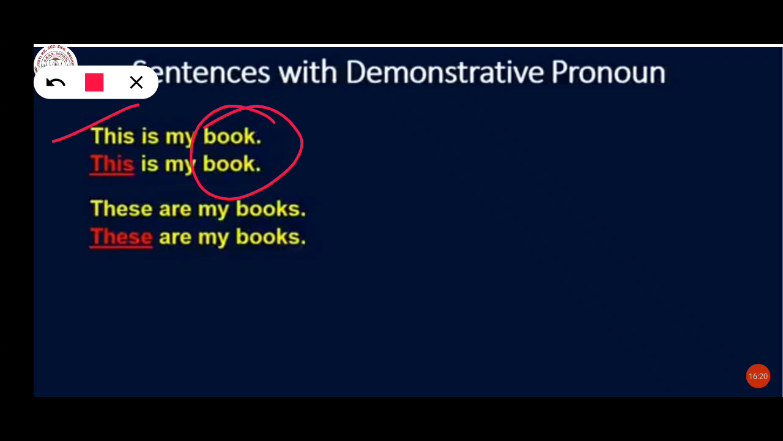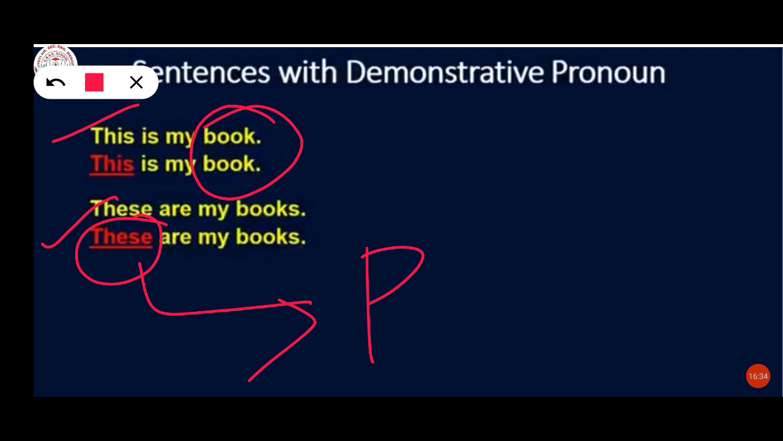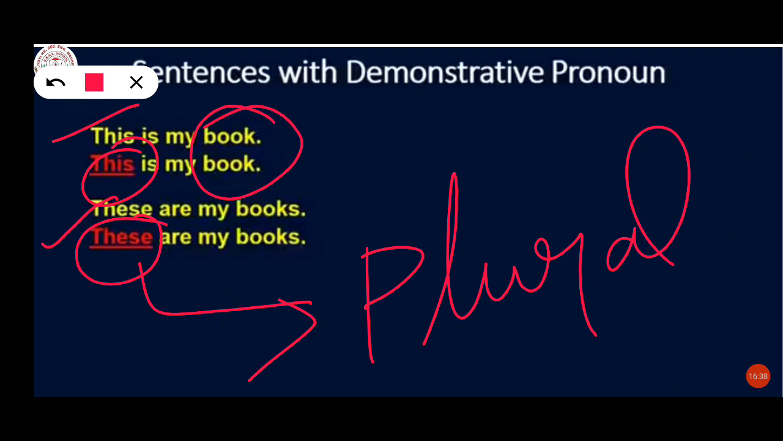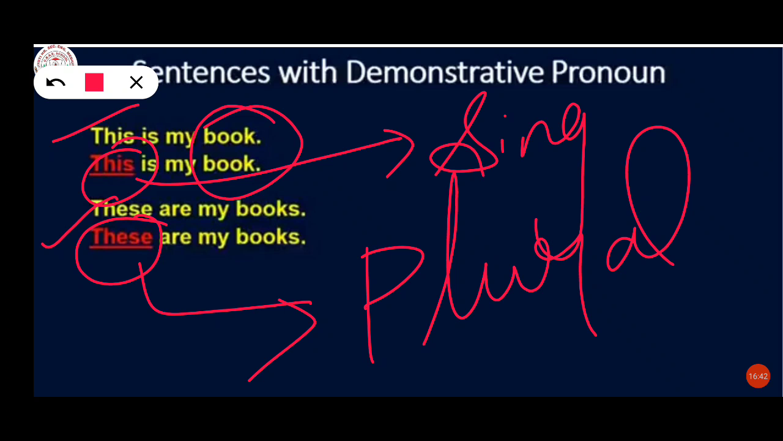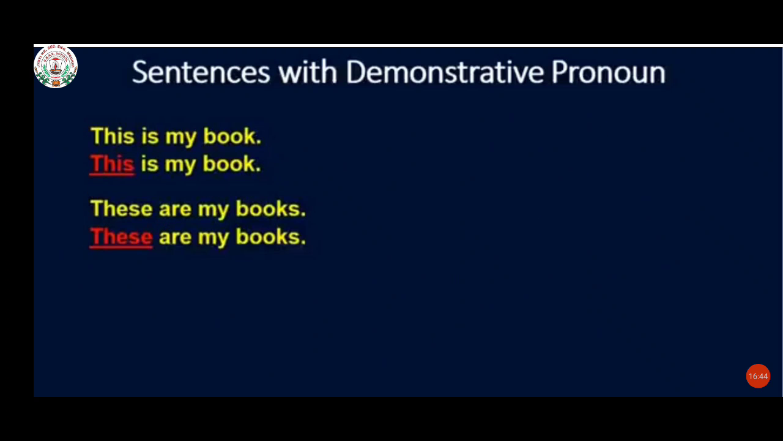And second, these are my books. So this is also for near things. And these are my books. It means what, students? For plural. If we are using these, we use it for what? Plural. And if we are using this, it means it is for singular. Now next one.